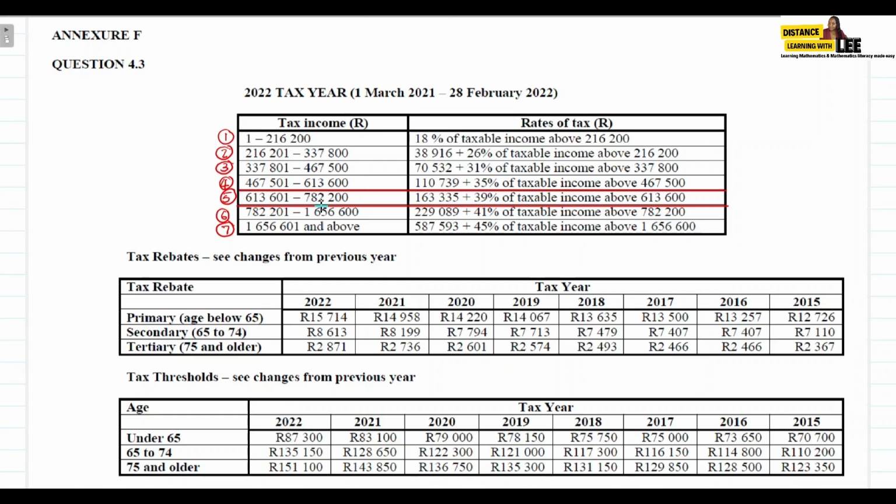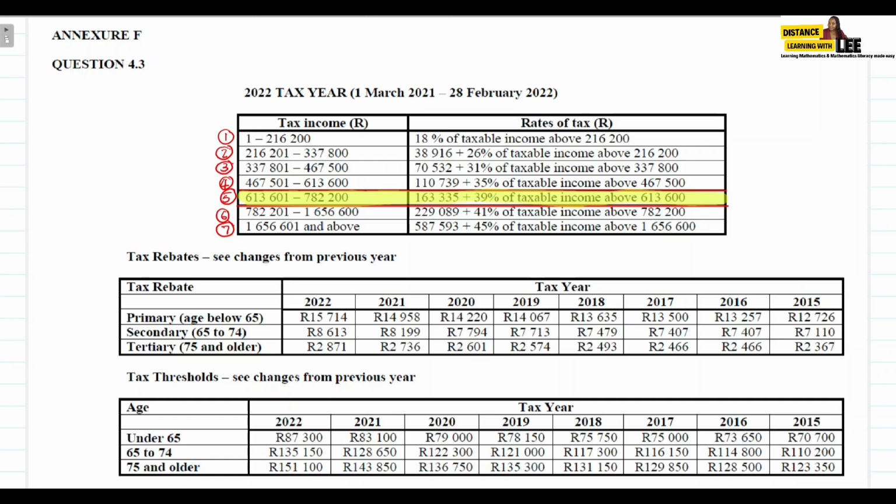So we're going to calculate his rate of tax using the information that is given to us here. What are we told here? We're told that if you earn between 613,601 and 782,200, you get charged a rate of tax of 163,335 plus 39% of the taxable income that is above 613,600.